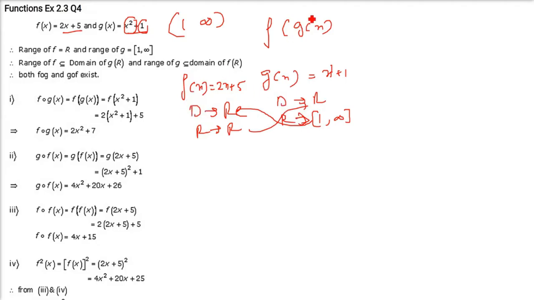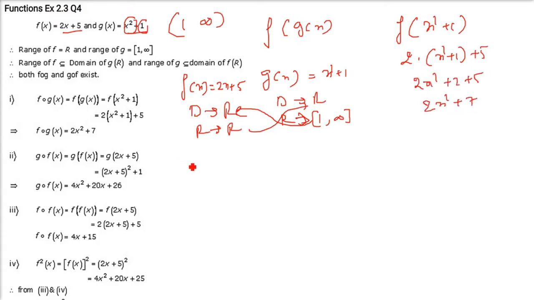So let us try to find out fog. f of g of x is f of x square plus 1, and this is 2 into x square plus 1 plus 5. So it will be 2x square plus 2 plus 5. That is going to be 2x square plus 7.